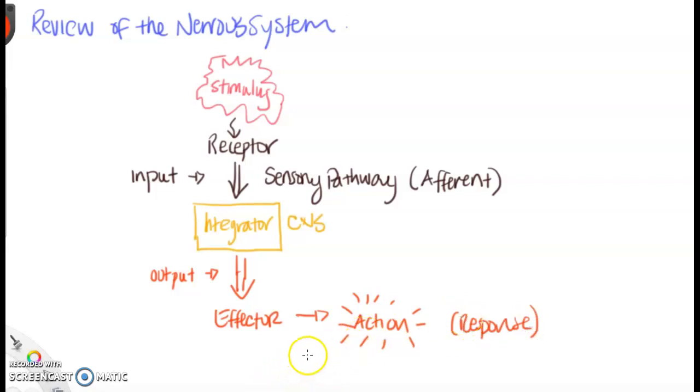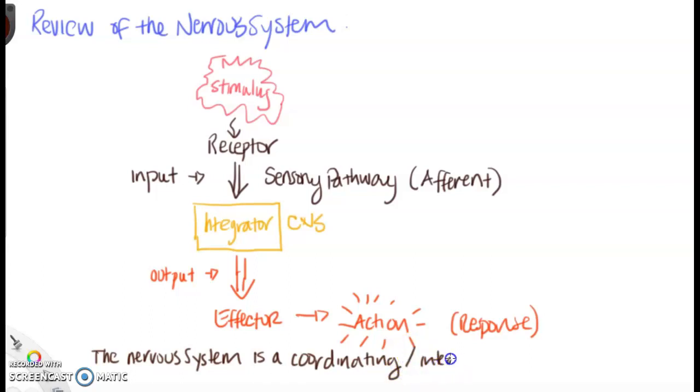Okay, so the nervous system, I'll write this out. The nervous system is a coordinating or integrating system that allows for communication.